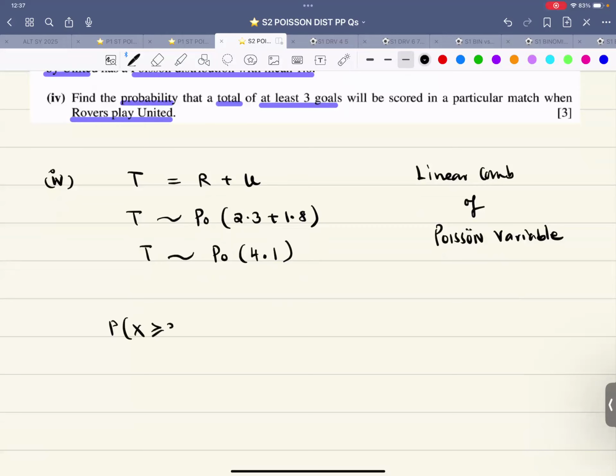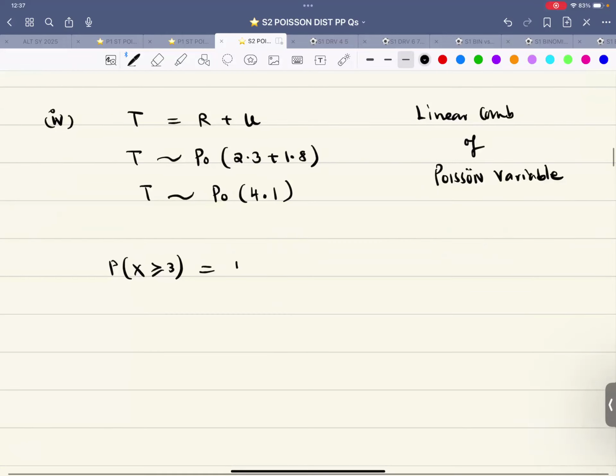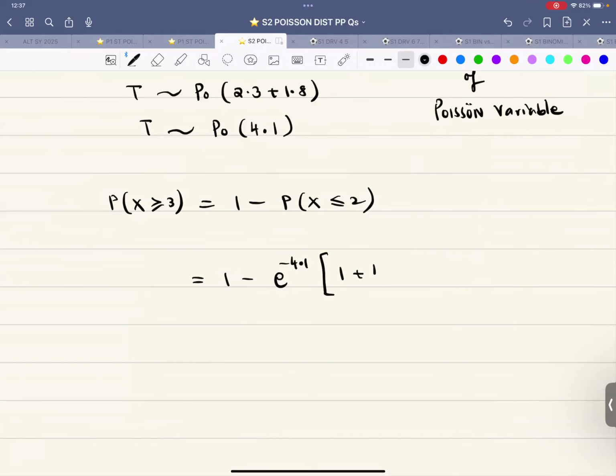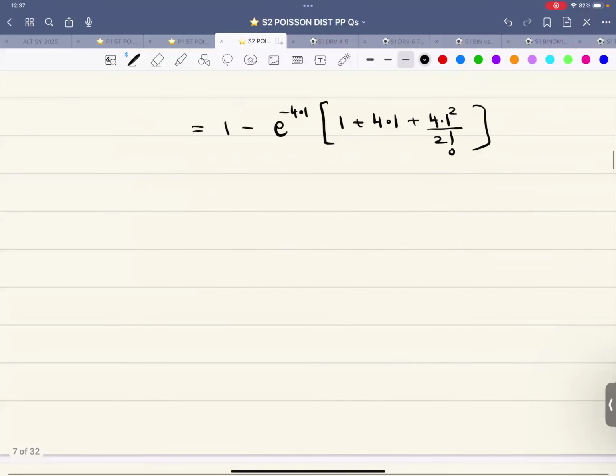Probability x is greater than or equal to 3, which is 1 minus probability x is less than or equal to 2, which is 1 minus e raised to power of negative 4.1, 1 plus lambda plus lambda square over 2 factorial. You calculate this probability and you get this answer.